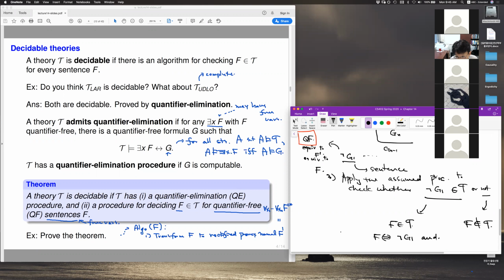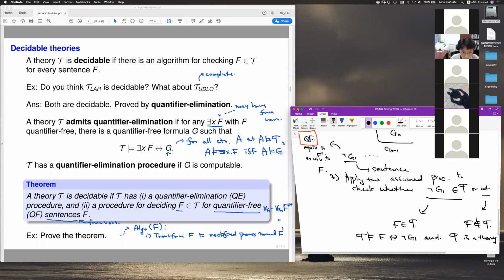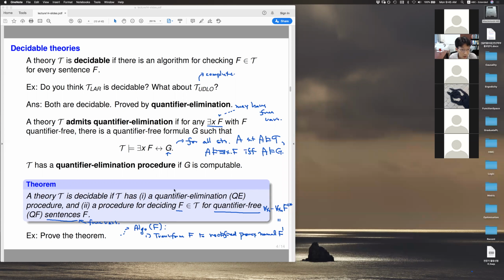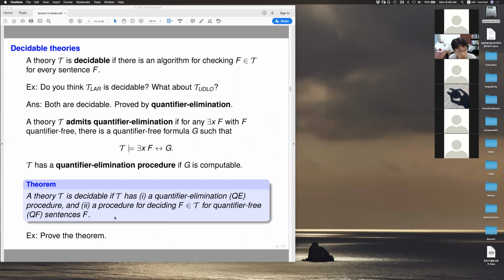Also, T is a theory. Because of these two properties, after these transformations, if negation of G1 belongs to T, then we can conclude F belongs to T. Otherwise, we can conclude that F does not belong to T. So that's how we can derive an algorithm and prove the theorem. Now the question becomes how we can do this quantifier elimination. That's actually the core, most difficult part of proving some theory is decidable, or designing a generic algorithm for a particular theory.